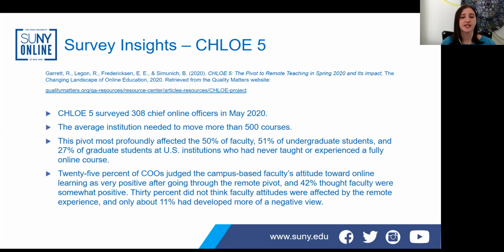And the institutions in this survey on average moved over more than 500 courses online. They found that the pivot really affected 50% of faculty who had never taught online, right? 51% of undergrads and 27% of grads had never taught online, and that it really did have a great impact on all those folks, as we know.